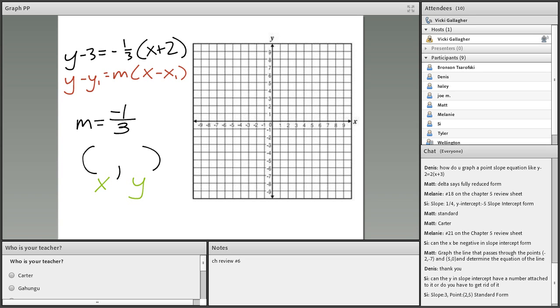And we talked about how you take the number that's attached to the x and you do the opposite sign. So I'm going to do -2 for my x number. Then I'm going to take the number attached to the y and I'm going to do the opposite sign. So I'm going to write a +3 for my y number. And that tells me where to start. I'm going to start by going left 2 and up 3. So that gets me right here.